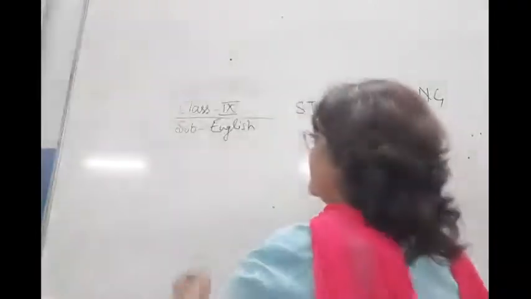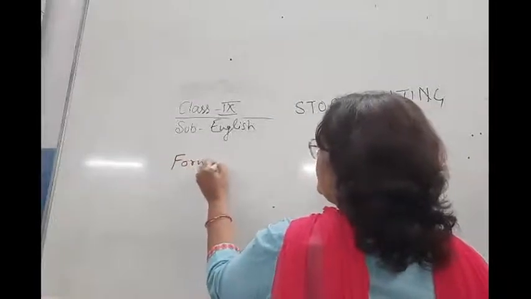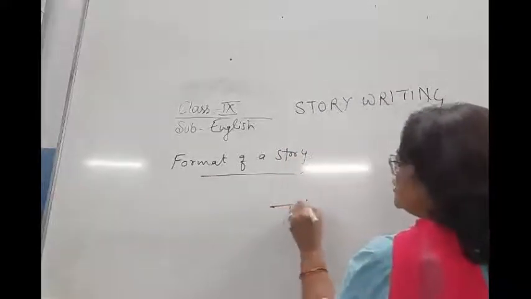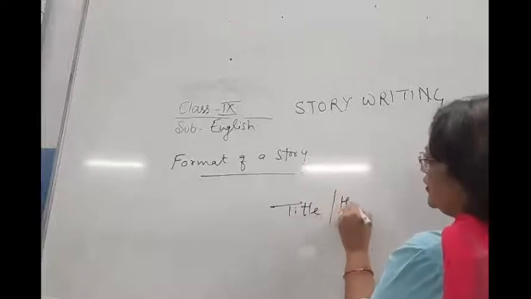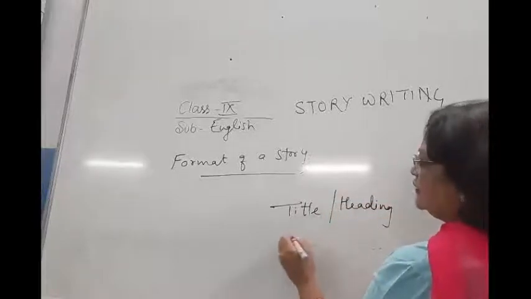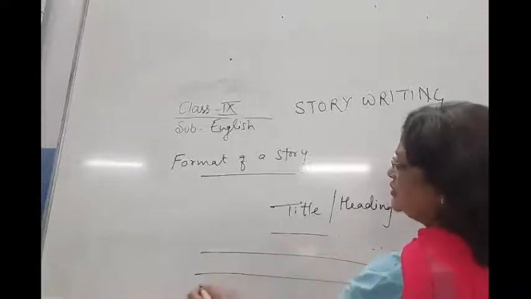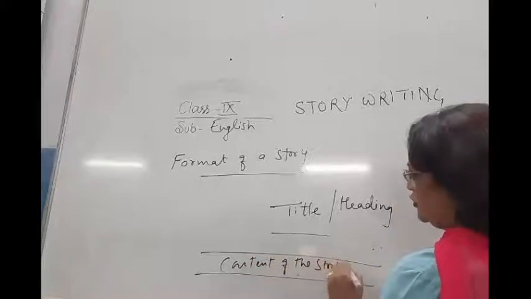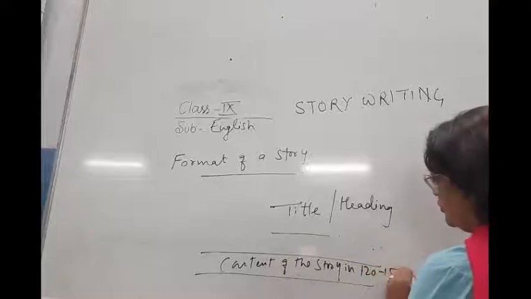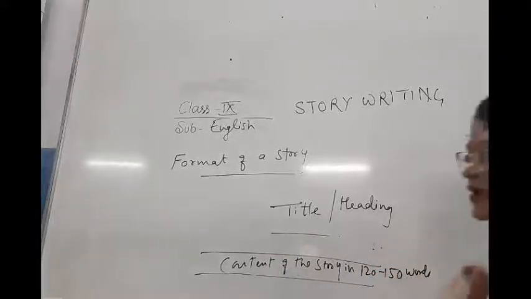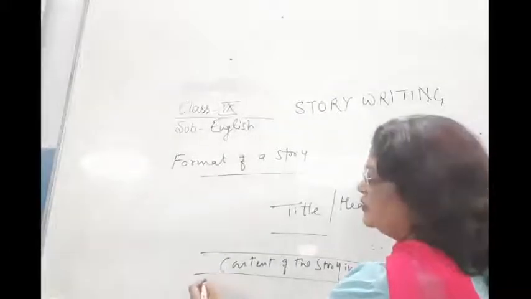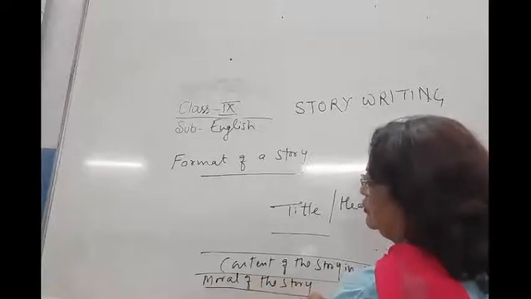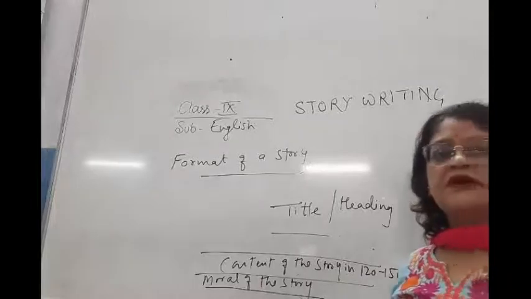So I am now going to write the format of a story. So here you have to write the title, or a heading, leave one line, and from the next line you have to write the content of the story, and then here you have to write the moral. Alright, so this is the format of the story.